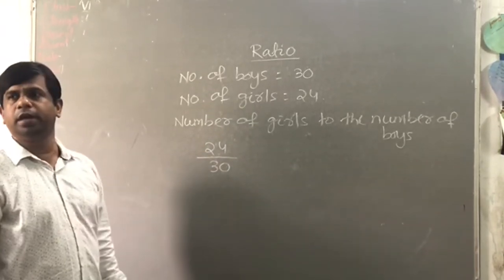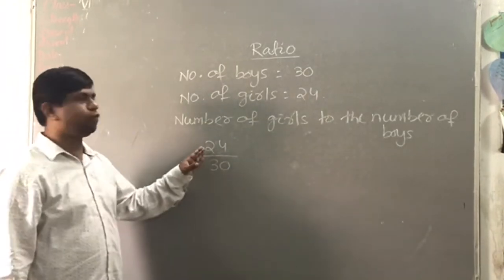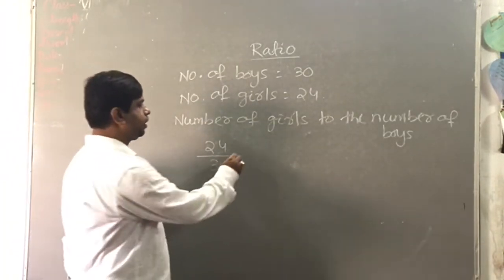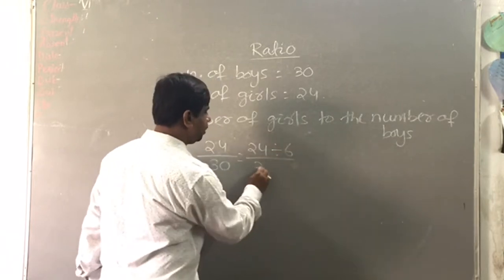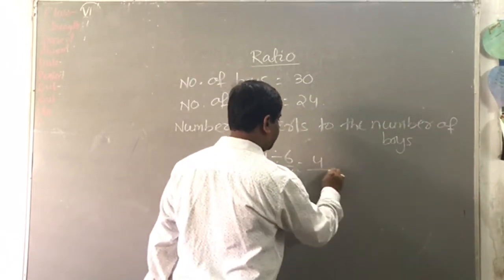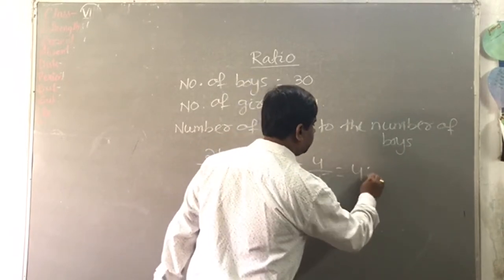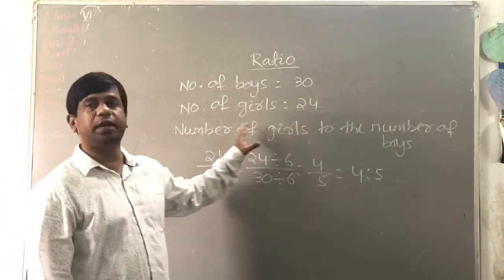Okay, you have already learned about HCF or highest common factor. So the HCF of 24 and 30 is 6. So you can say that 24 divided by 6, 30 divided by 6, that is equal to 4 by 5, that is written as 4 is to 5. Did you understand?